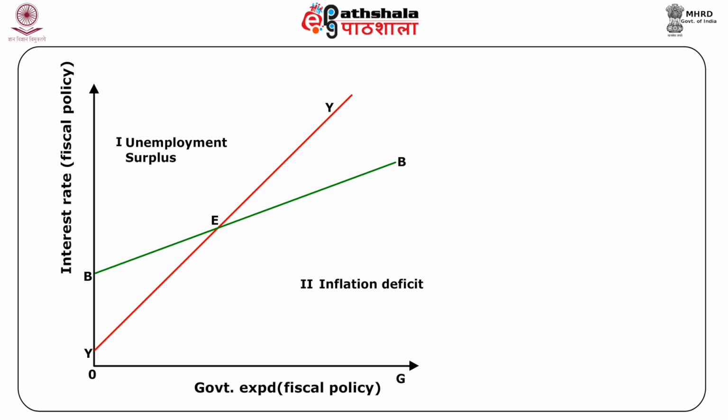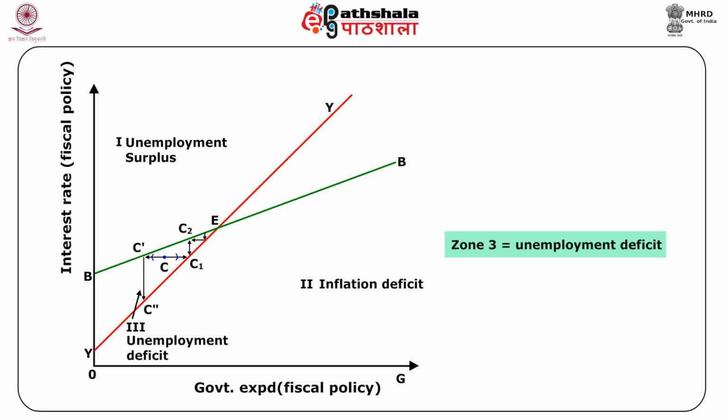The problem of assignment arises only in the case of disequilibrium that lie between YY and BB lines on either side of point E, which is discussed in the following zones. Zone 3. Zone 3 is a case of unemployment deficit because if we are at any point on this zone, we are to the left of YY line, which indicates unemployment, but at the same time we will be to the right of BB line, which represents external deficit.